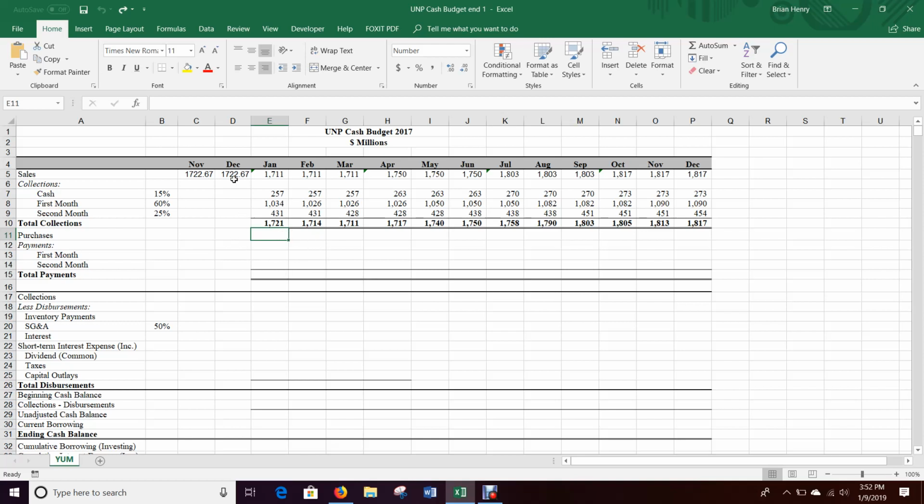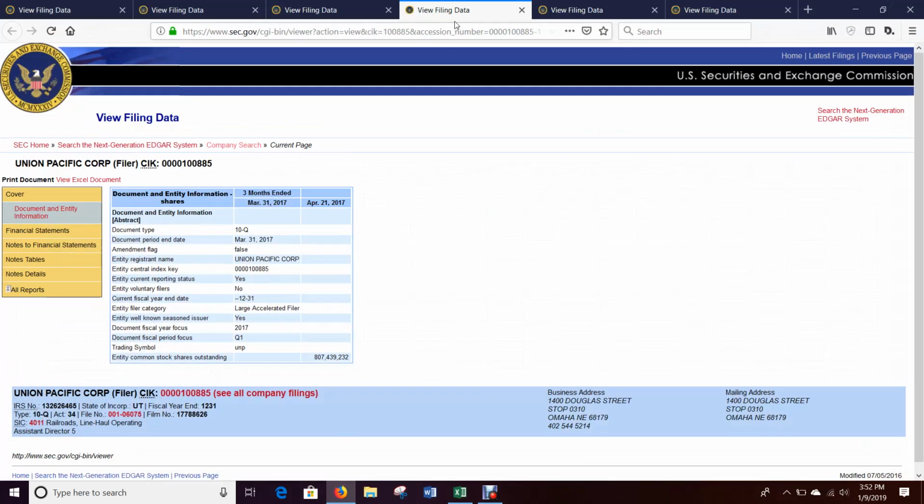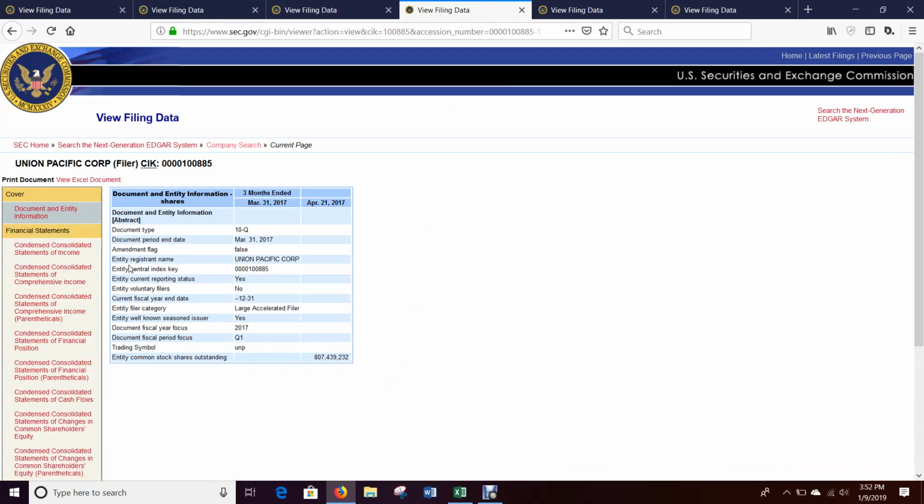So we'll spread them out just like we did with the collections, because again, this is a cash budget, so we don't care where the money was recognized from an accounting perspective. We want to know when the cash actually comes in or goes out. So I'm going to do it pretty much the same way. I have all the 10Ks and 10Qs already up here. Last video, if you want to go back to that, we have information on how to get all this stuff.